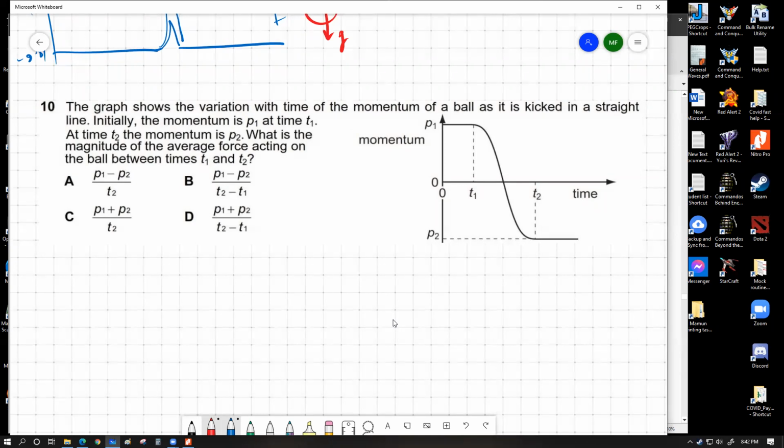Now, we are definitely going to use the lower side to find out the force. There is going to be a difference of time, so the denominator will definitely be t2 minus t1. There is no doubt about that. So A and C are crossed out. They are not acceptable answers. Now, what should be the numerator? Should it be p1 plus p2 or p1 minus p2?